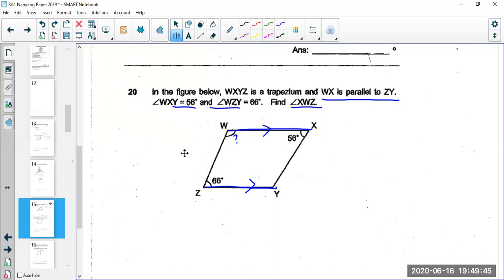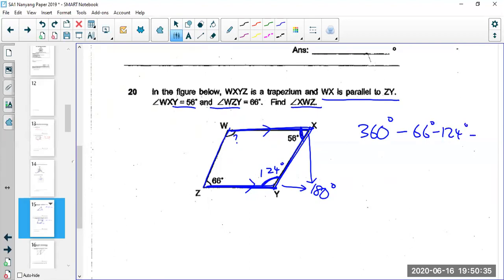Then you read and find XWZ, which is here. How to find? Looks very hard, right? But be very careful. If you see two lines that are parallel, then what did Mr. say already? This line and this line are parallel, so this angle and this angle must add together to give 180 degrees. So 180 minus 56, you will get 124 degrees. Then this is a four-sided figure. The sum of all the angles inside a four-sided figure is 360 degrees. Then you minus 56, minus 124, and minus 56. So what do you get?